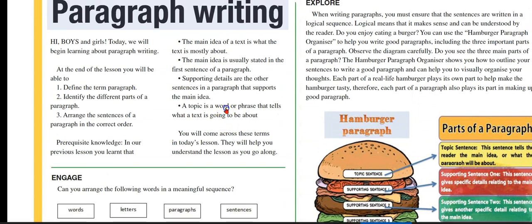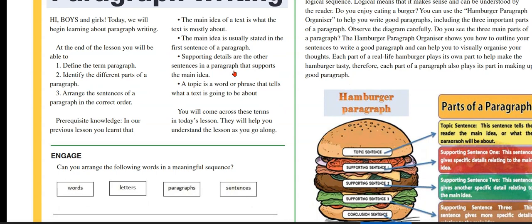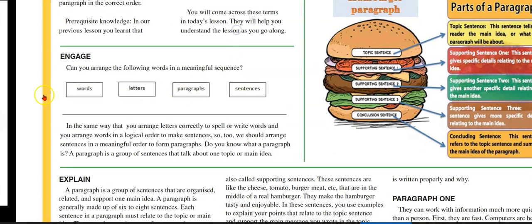So, let's go back. Prerequisite knowledge, things that we would have known before or we should have known before. We need to know the concept of main idea, where we usually find the main idea, what are supporting details, what is a topic.